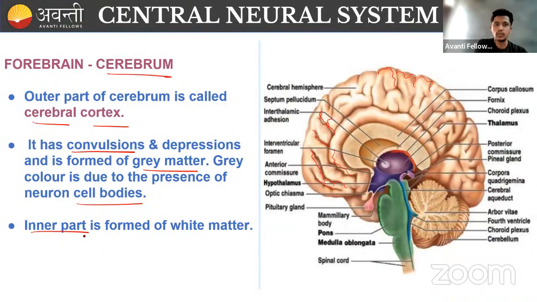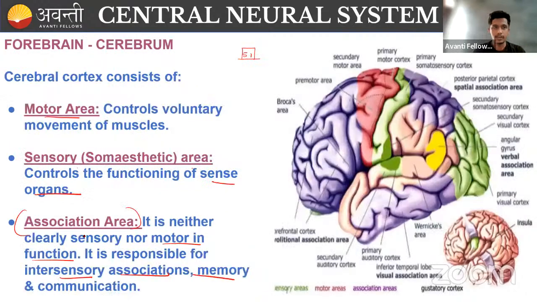Next, when it comes to the cerebrum, one of the bigger parts is your cerebral cortex. How do we identify the cerebral cortex? It has convolutions and depressions, made up of cells which have only cell bodies and do not have myelination. That is why they appear gray in color. We call it gray matter. The inner part of your cerebrum is called white matter, and it has myelination, correct?